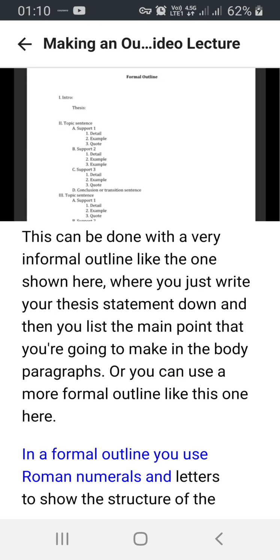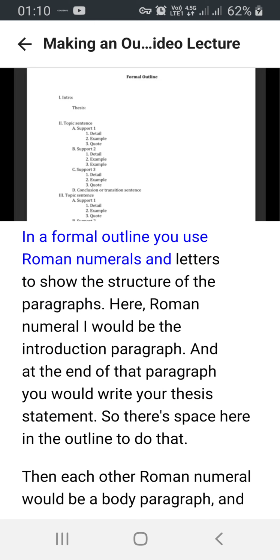In a formal outline, you use Roman numerals and letters to show the structure of the paragraphs. Here, Roman numeral 1 would be the introduction paragraph, and at the end of that paragraph, you would write your thesis statement. So there's space here in the outline to do that.